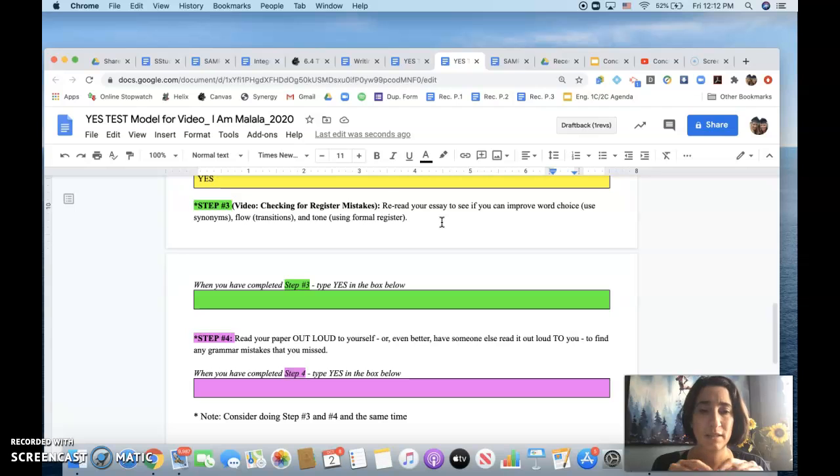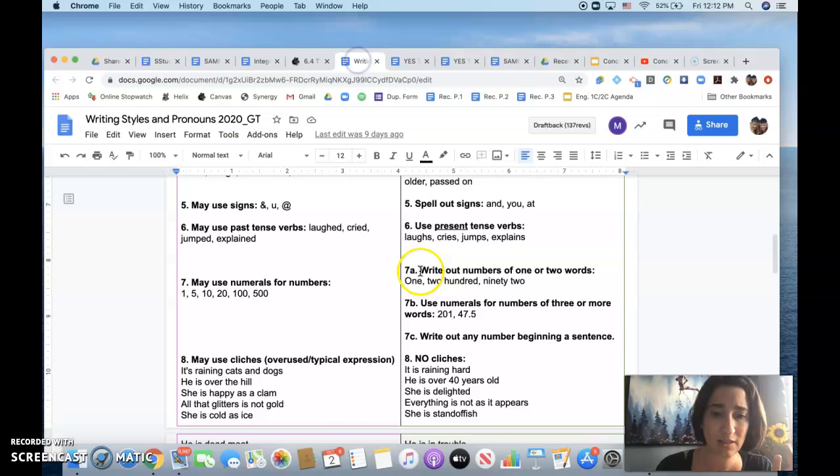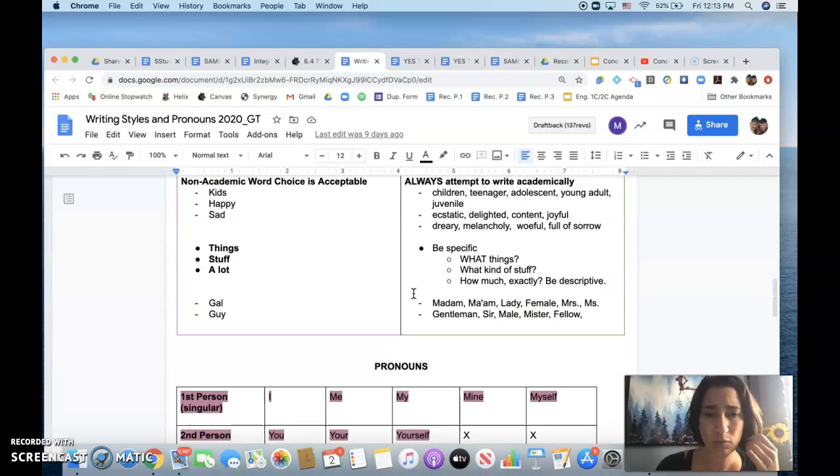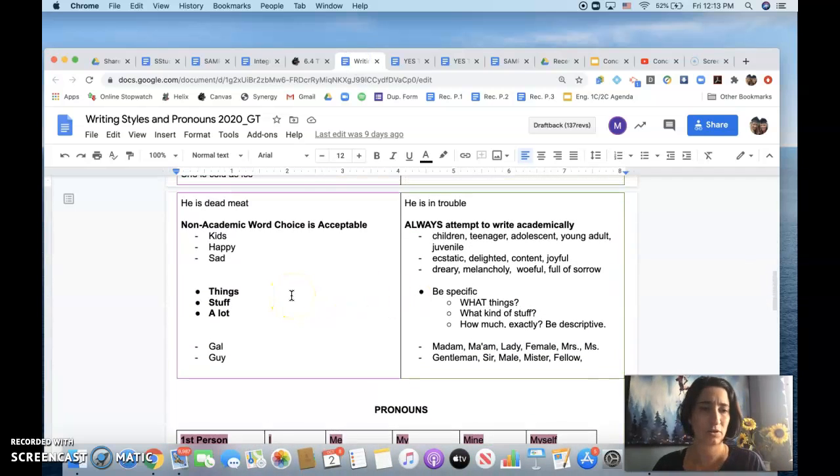Okay. Formal register, of course, you're looking for using this writing styles handout to see if you used any words like things or stuff or a lot or happy, sad. Like, could you be more specific? Could you get more creative with your adjectives there? What kind of stuff are you talking about? Like, being a little bit more detailed is really going to help your writing.